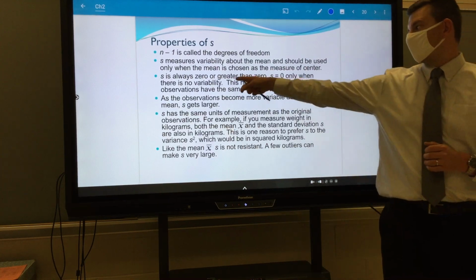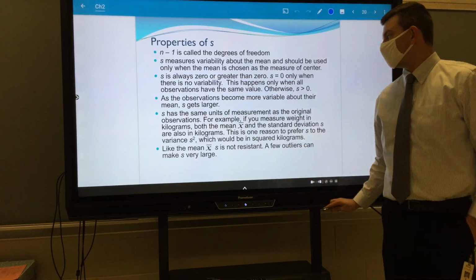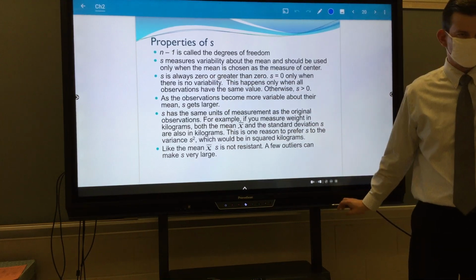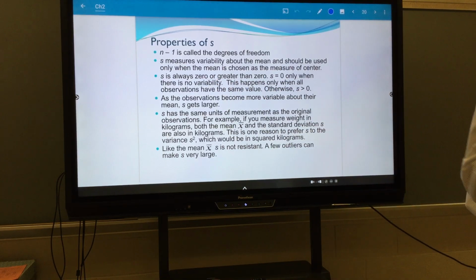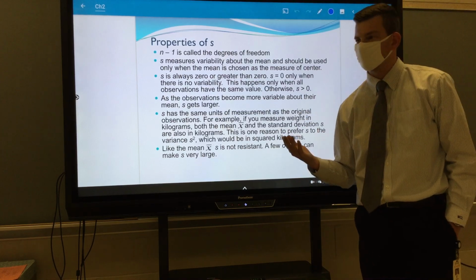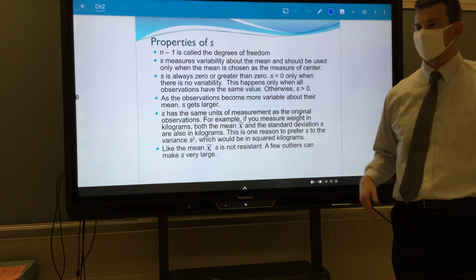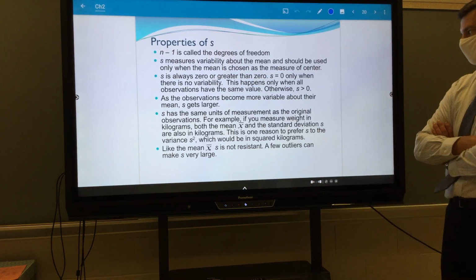Okay? Because of the way it's calculated, the standard deviation cannot be negative. Remember, that last step is taking the square root. So we could not have a negative standard deviation. It doesn't make sense. It's a distance. It's a distance of how far it is from the mean.